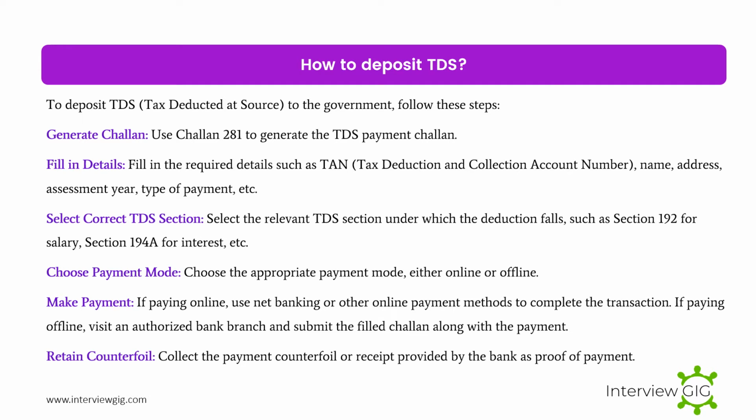Make payment. If paying online, use net banking or other online payment methods to complete the transaction. If paying offline, visit an authorized bank branch and submit the filled challan along with the payment. Retain counterfoil. Collect the payment counterfoil or receipt provided by the bank as proof of payment.